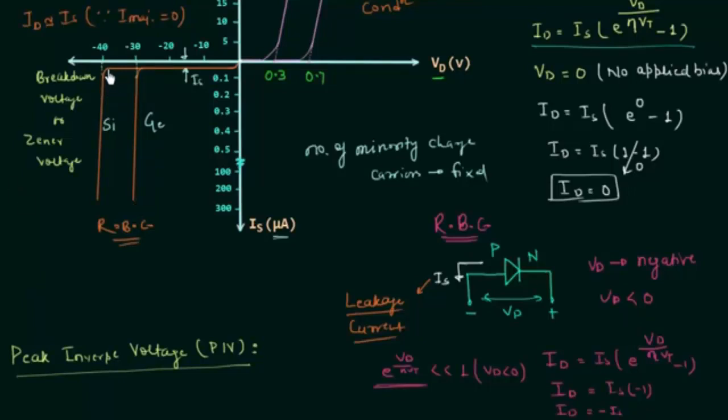This is the breakdown or Zener region, and the peak inverse voltage is the maximum reverse bias voltage that we can apply across the diode before it enters the Zener or breakdown region. I will advise you to write this down, because sometimes this type of question comes in the exam, and at that point you cannot recall what PIV or peak inverse voltage is.